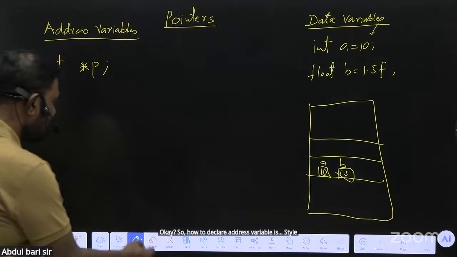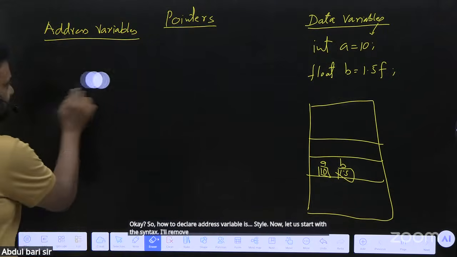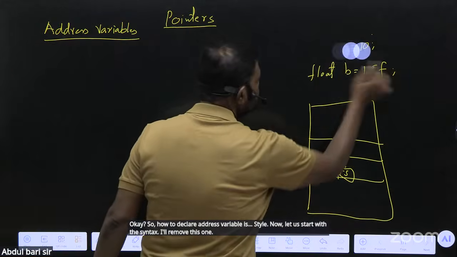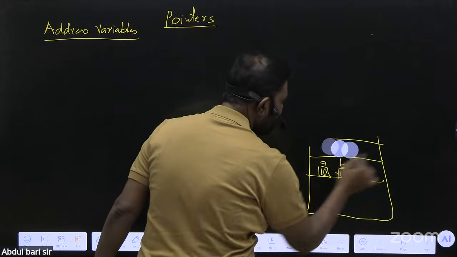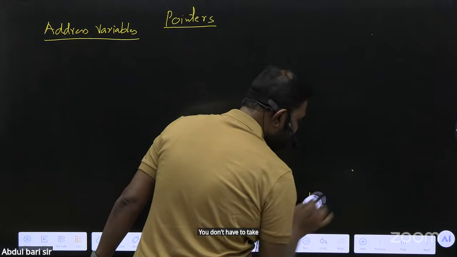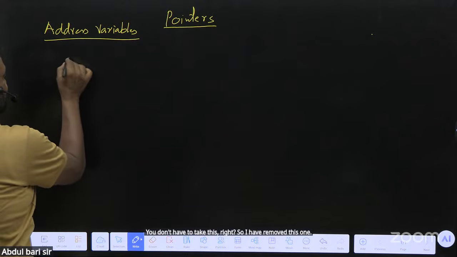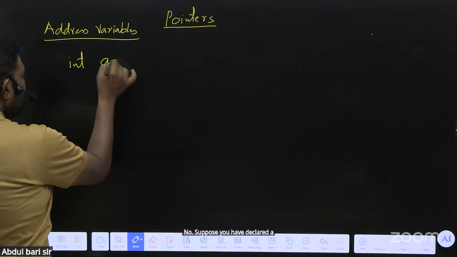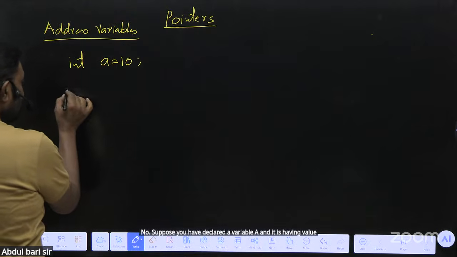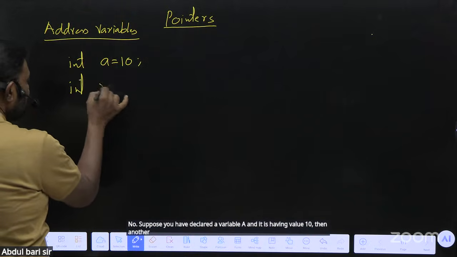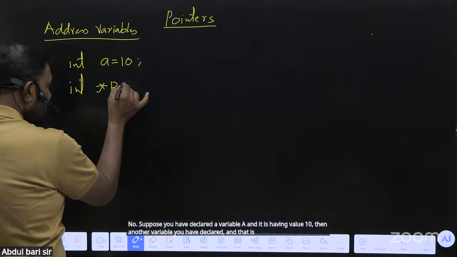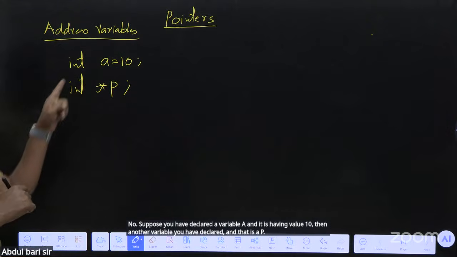Now, let us start with the syntax. I'll remove this one. You don't have to take this, right? So I have removed this one. Now, suppose you have declared a variable a and it is having value 10, then another variable you have declared, and that is p. This is a data variable, this is a pointer variable.